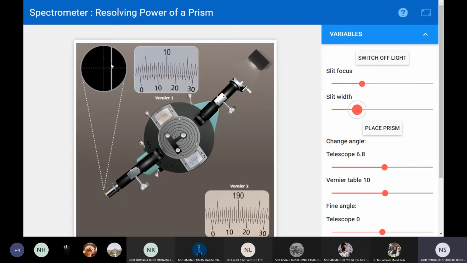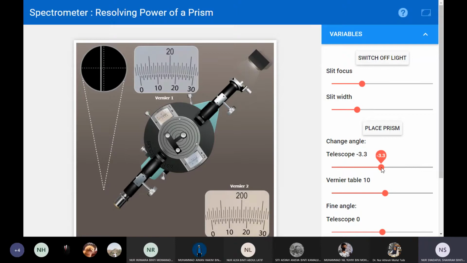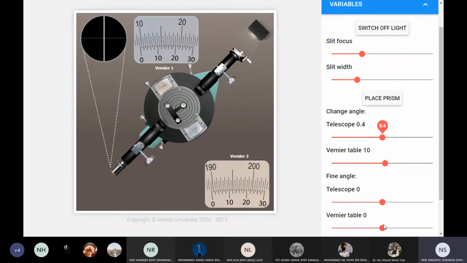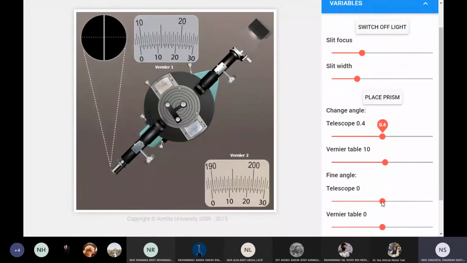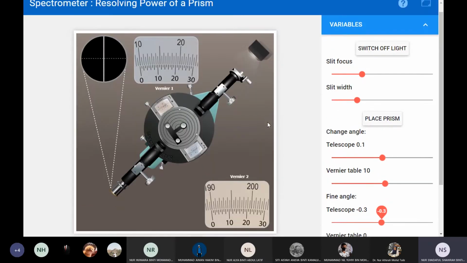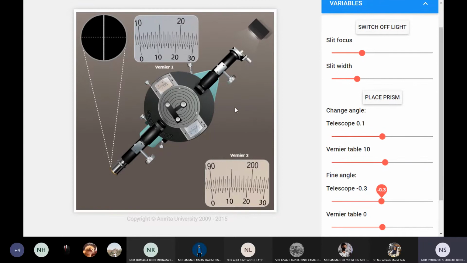So next, we have to coincide the slit to the cross wire by moving the telescope. This until we can reach the cross wire. You can use the fine angle to get a more focus on the cross wire. Then we move on to the least count of the spectrometer.